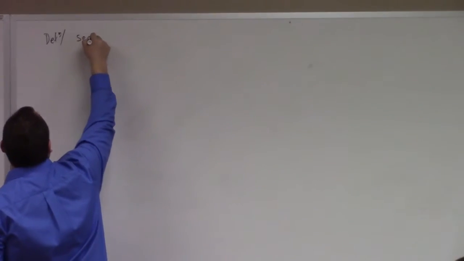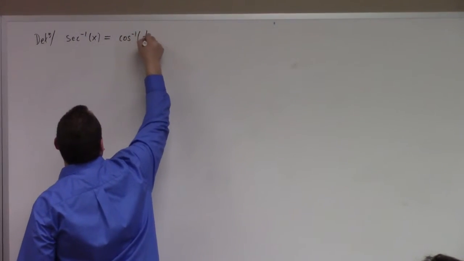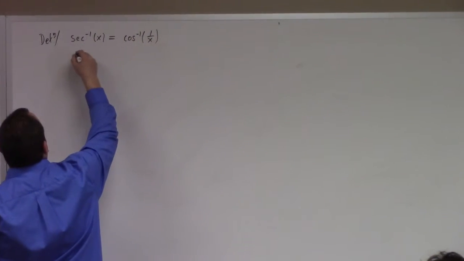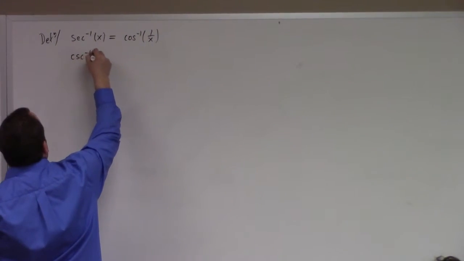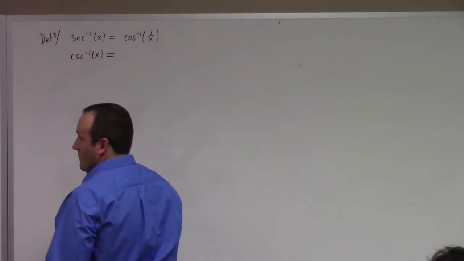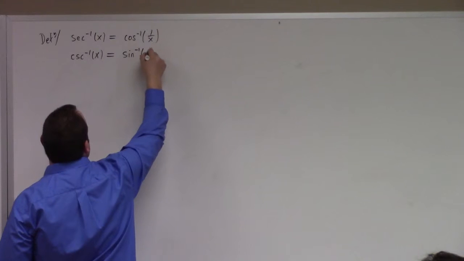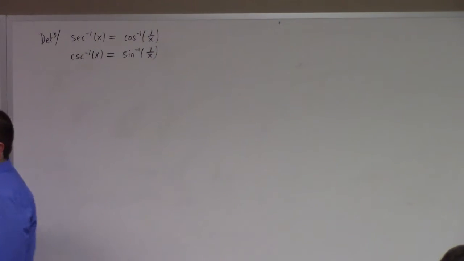Definition: the inverse secant of x is defined to be inverse cosine of 1 over x. The inverse cosecant of x is defined to be what? Inverse cotangent is defined in the same way we define cotangent. It looks kind of the same as this.